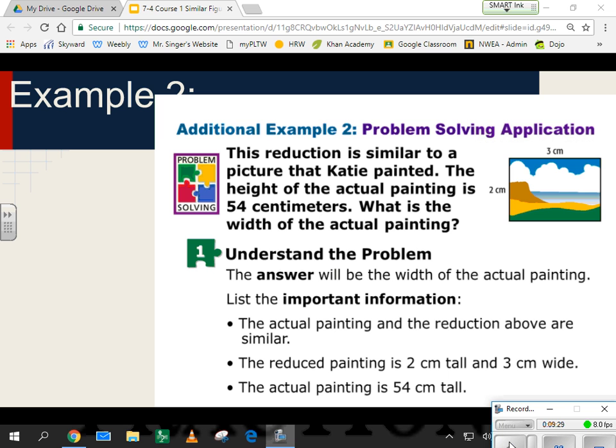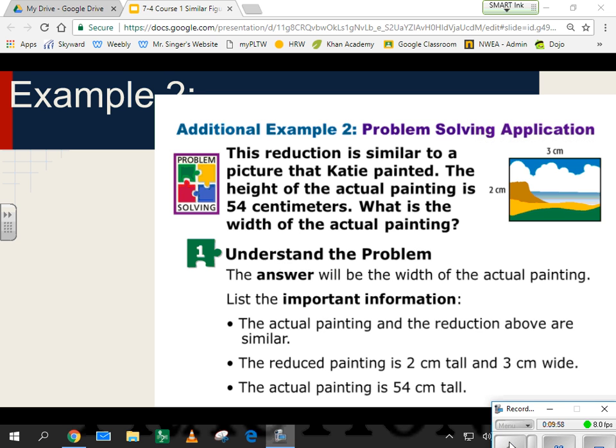We know that we're solving for the width of a picture. This little picture is 3 centimeters. We have to find a number that is bigger than that. So we know that this is a reduction, a smaller version of our picture. And the reduced painting is down to 2 centimeters by 3 centimeters. So the actual painting is 54 centimeters tall. And the other thing I would add here as a bullet point is the width is wider than it is tall. So the number we're looking for has to be bigger than 54 centimeters.